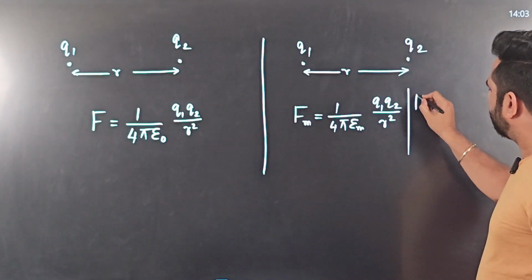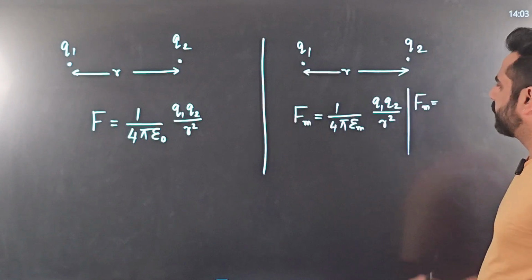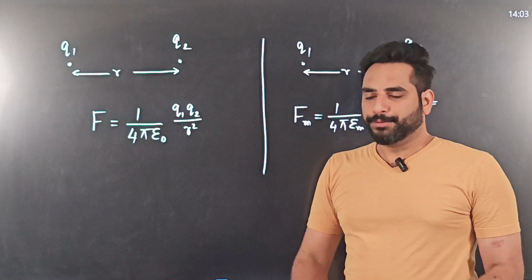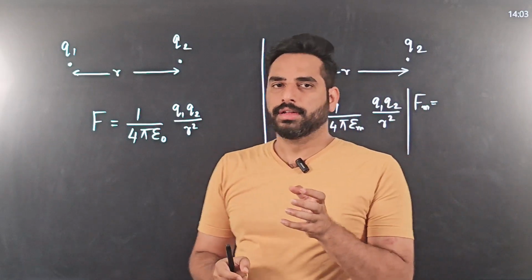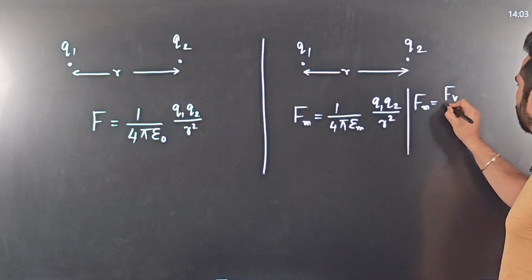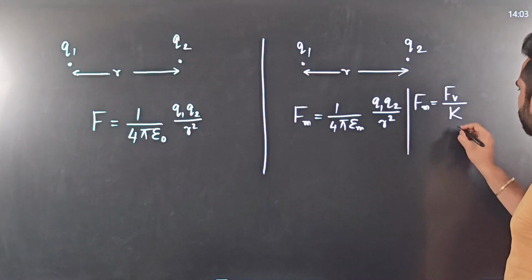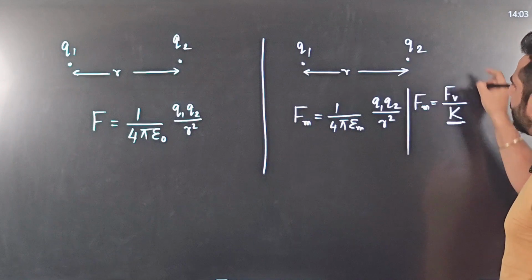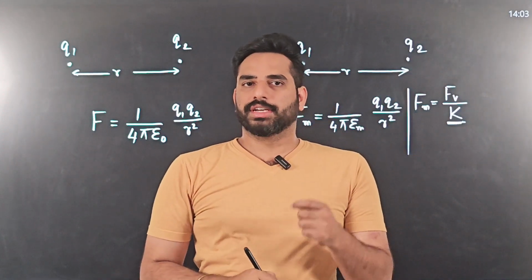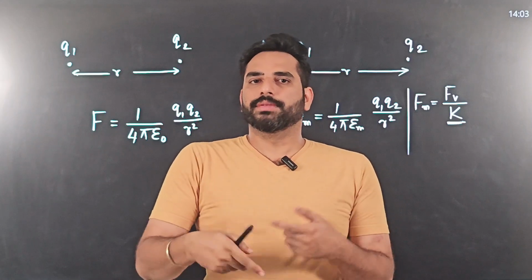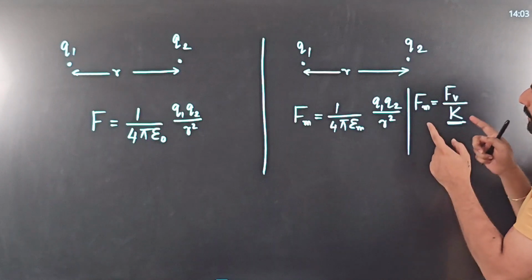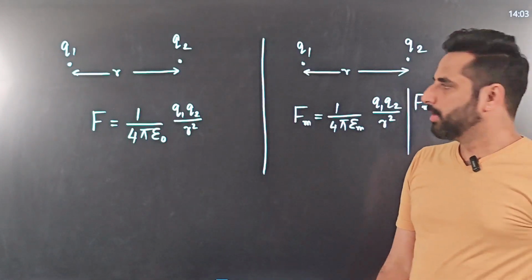And force in any medium due to the polarization of the medium will be lesser than the force in vacuum, and the force is decreased by a factor k. For example, force in medium m is force in vacuum by k, it is decreased by k times. So this k is known as dielectric constant of that particular medium. Greater is the dielectric constant of the medium, greater will be the polarization, and lesser will be the force of interaction between the charges in the medium.